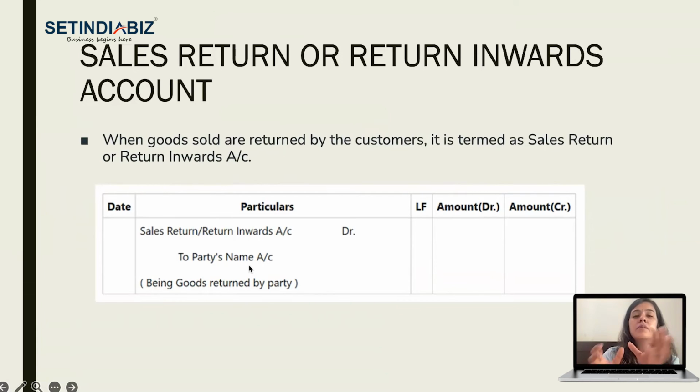Why am I saying debtor? Because if we would have sold the goods on credit. If it was sold on cash, then also we will write the party's name only here, right?